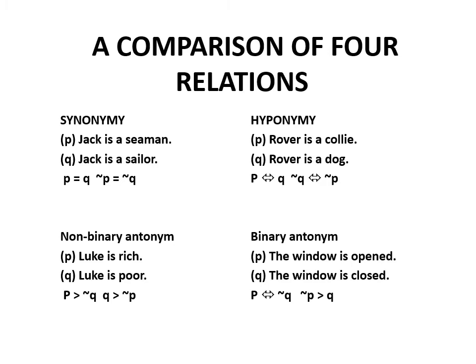Rover is a collie, and therefore Rover is a dog, because all collies are dogs. If Rover is not a dog, then Rover is not a collie. So the same thing: if we put "not" on the same part, then not Q and also not P, P and then Q.